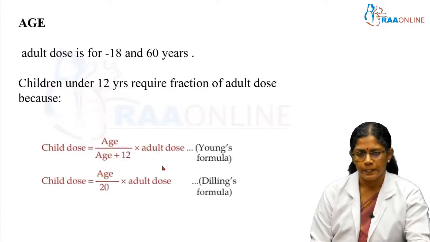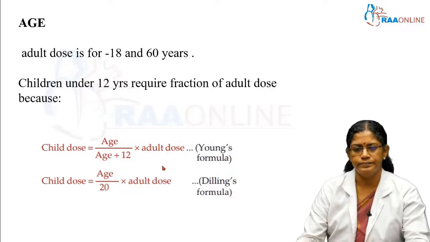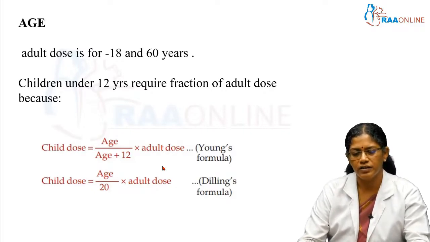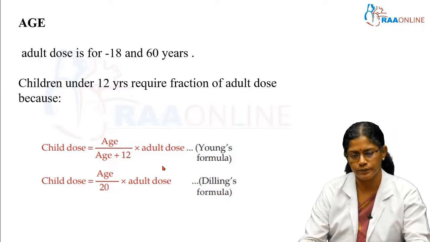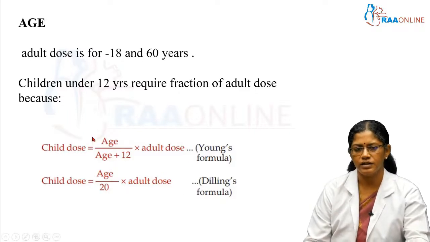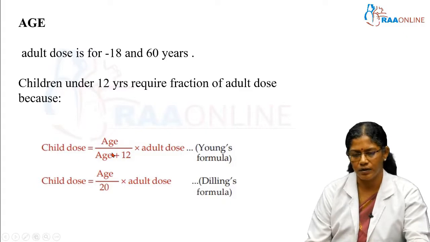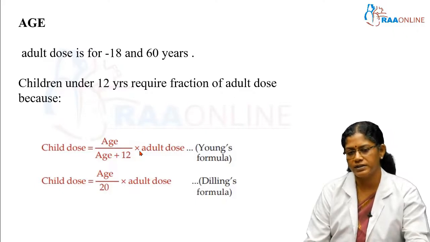These are the factors which modify or need dosage modification. The first one is age. We can't give the same dosage for a child as for an adult. Dosage modification is very important and much needed for children. The adult dose is considered for patients between 18 and 60 years old. For children under 12 years, the dosage is calculated using a formula. Young's formula as well as Dilling's formula are the most commonly used. Child dose is equal to age divided by age plus 12, into adult dose.